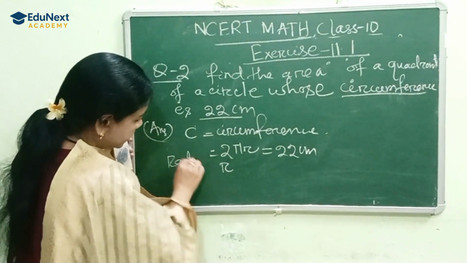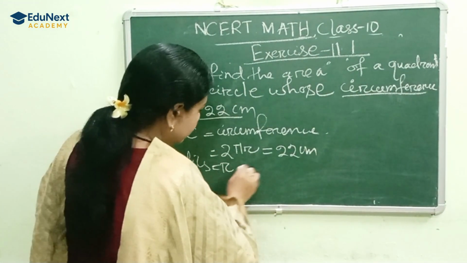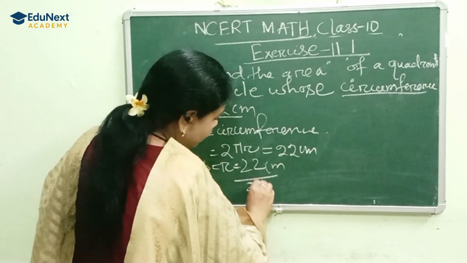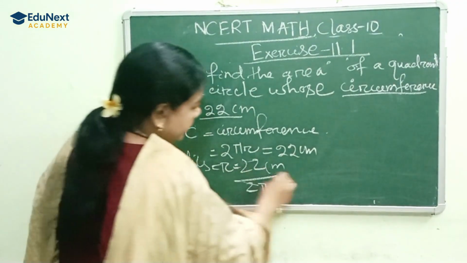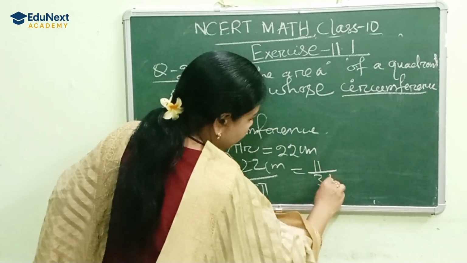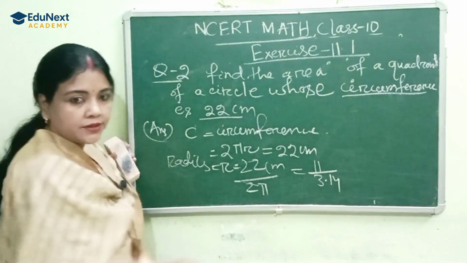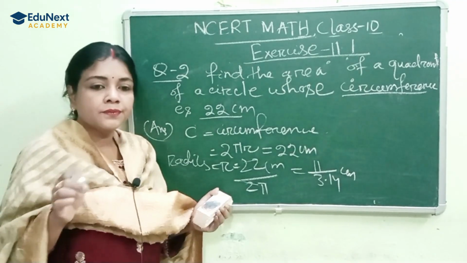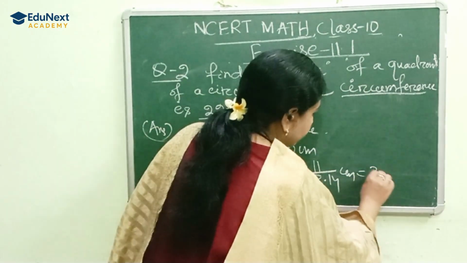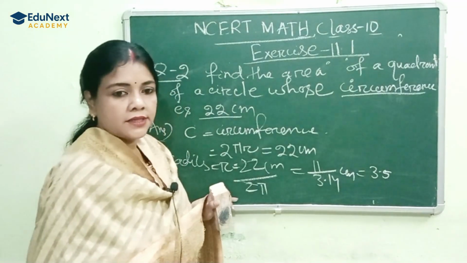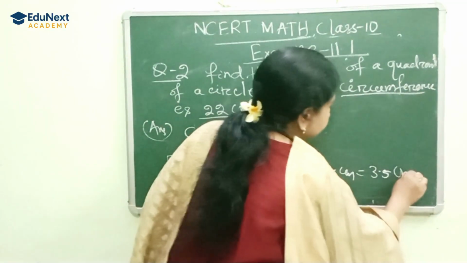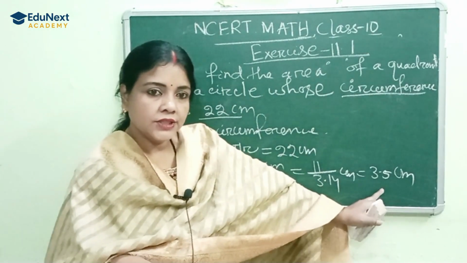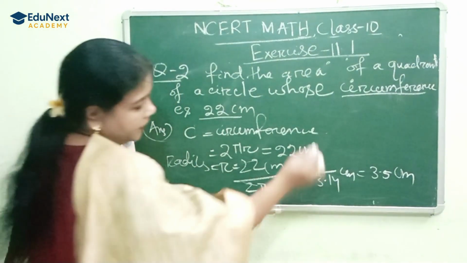So radius r is equal to what? 22 centimeter divided by 2 pi, that is 11 by pi, with pi as 3.14 centimeter. If I calculate, I get around 3.5. Yes, 3.5 centimeter. Here I got r is equal to 3.5 centimeter. Now here I am solving.